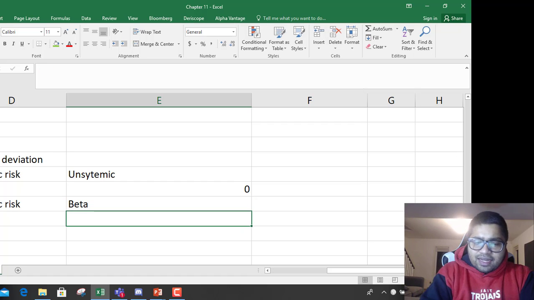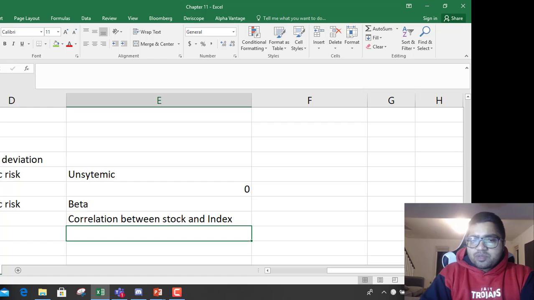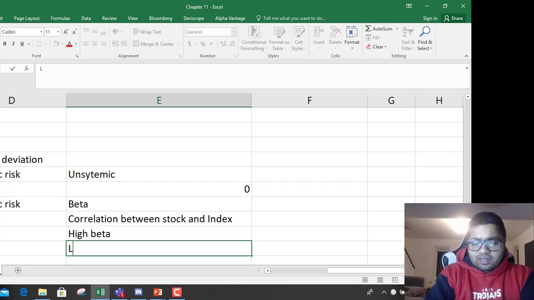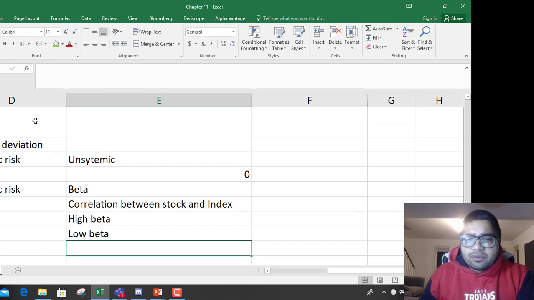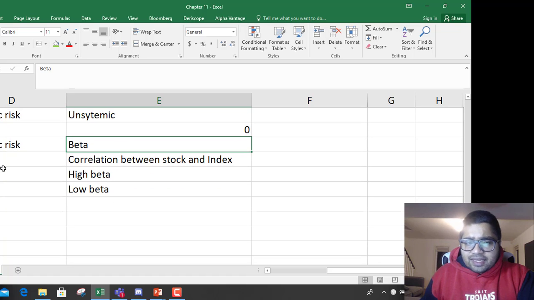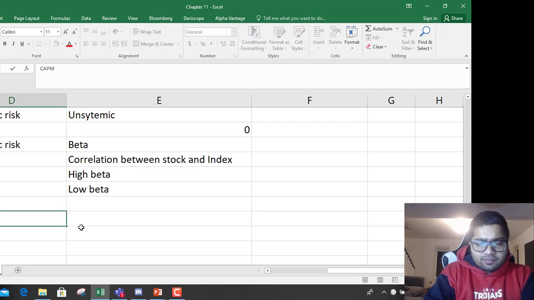Now what is that? That is correlation between stock and index. So if a stock is more risky, it will have high beta. If a stock is less risky, it will have low beta. Now beta is important because it is used in the CAPM model.